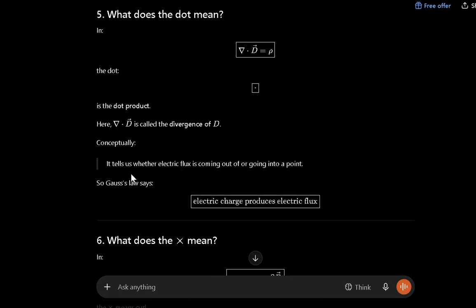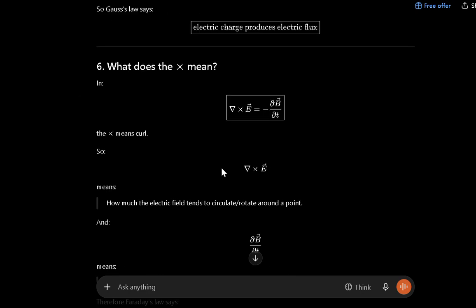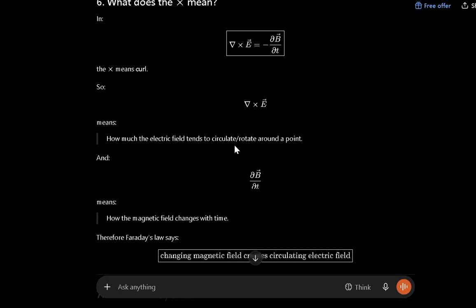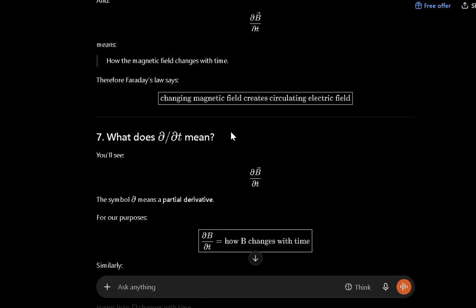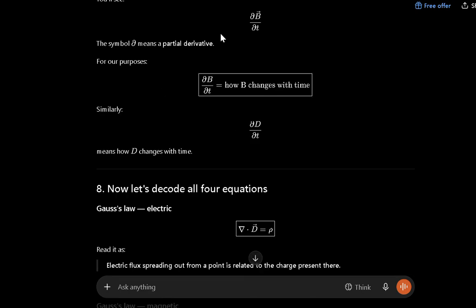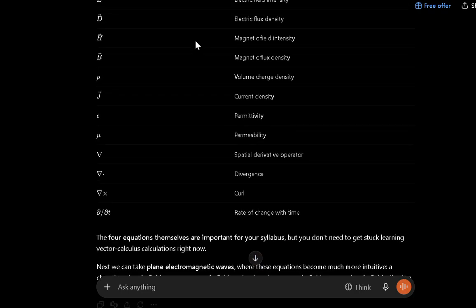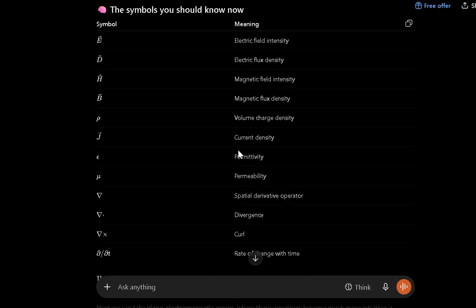Divergence of gradient. What does curl mean? Curl means how much the electric field will circulate or rotate around a point; that is the curl symbol. What does this partial derivative explain? These are all expert terms. J means current density. You know everything here.